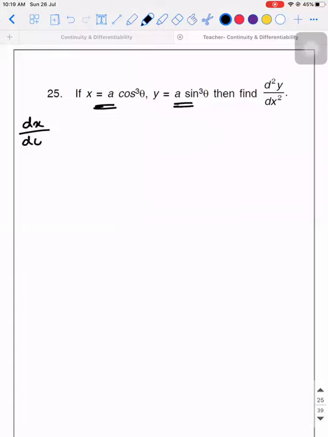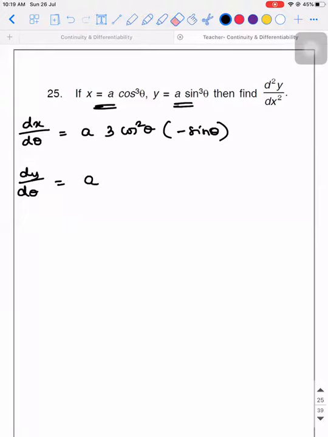Yes, sir. Yes. So dx by d theta will be equal to how much? A into 3 cos square theta into minus sin theta. dy by d theta will be equal to how much? A into 3 sin square theta cos theta. First, you find what is dy by dx because they are asking d square y by dx square.